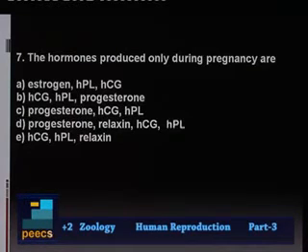Is it a difficult one? No, it's very simple. Hormones that are produced during pregnancy, they are HCG, HPL and relaxin. Because HCG and HPL are being produced from the placenta. And relaxin is produced from the ovary, and it will happen only during pregnancy. The other hormones like estrogen and progesterone are being produced even before the pregnancy, or even without a pregnant situation. So here, the answer will be option E.